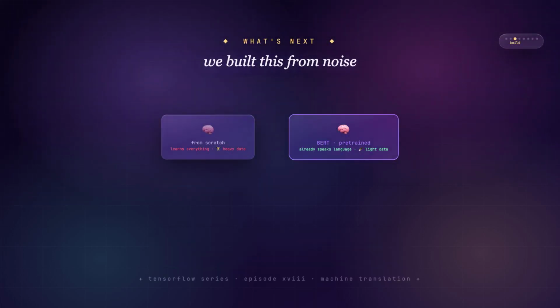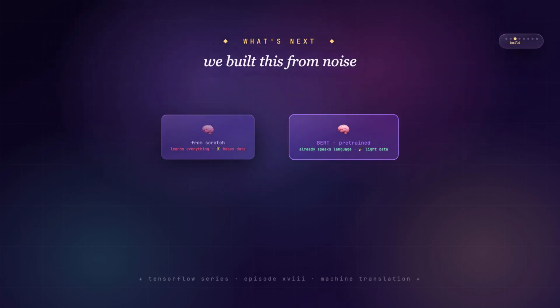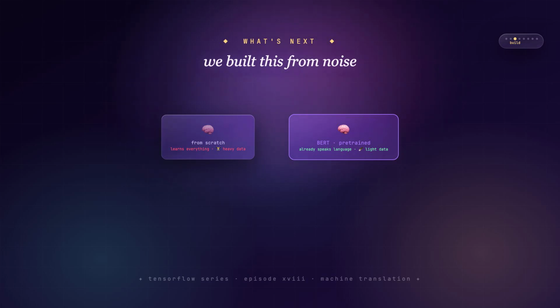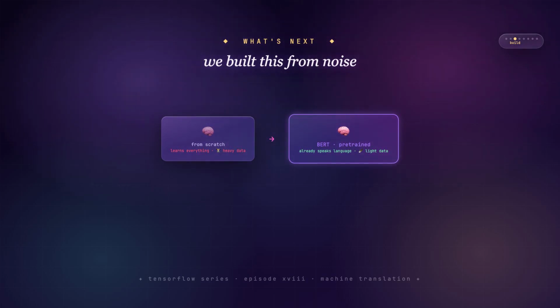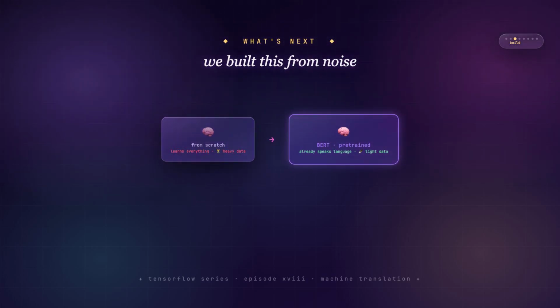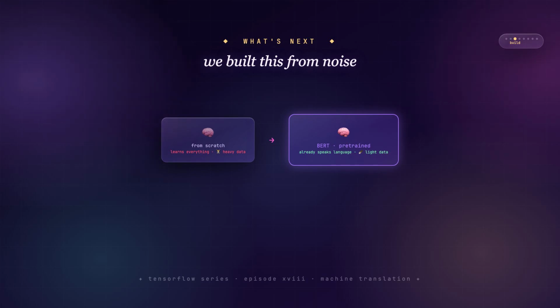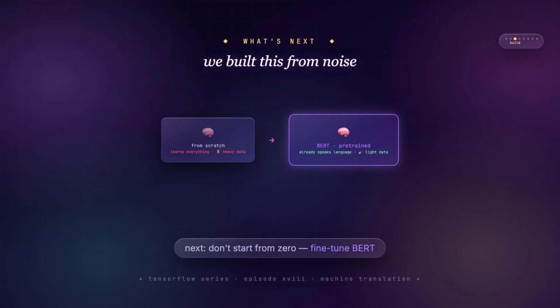And here's the catch that sets up everything next. We trained this translator from scratch. Every weight started as noise. That's enormous. It has to learn English, learn Spanish, and learn to map between them all at once from a few thousand sentences. Next episode, we stop paying that tax. We borrow a brain that already understands language, a pre-trained transformer called BERT, and just fine-tune the last bit. Let's look at the code.